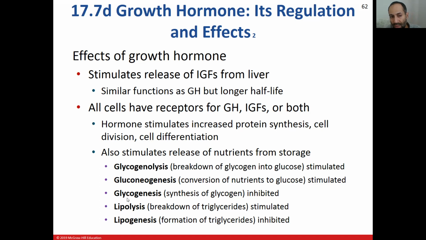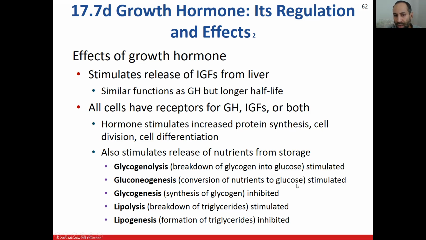Growth hormone also promotes glycogenesis. What does that mean? Genesis, to make, synthesis of glycogen. So glycogenesis is inhibited, and glycogenolysis is stimulated, so your blood sugar levels are going high, and glycogenesis is inhibited. Same thing, your sugar levels are going high, not being stored as glycogen. Also lipolysis, which means breakdown of fats. So this is good for a bodybuilder, right? You're breaking down fat. Fat is going away, and lipogenesis, building fat, is inhibited.